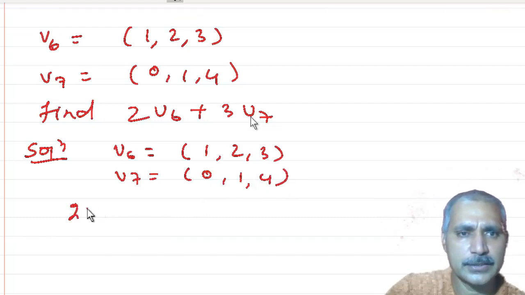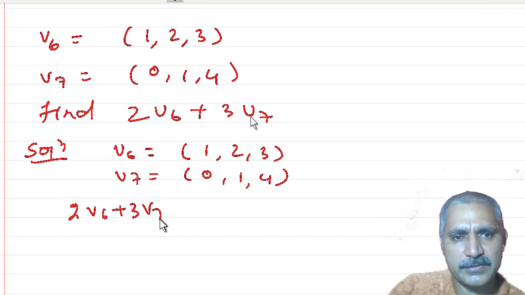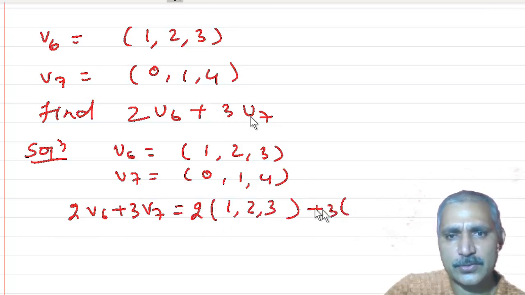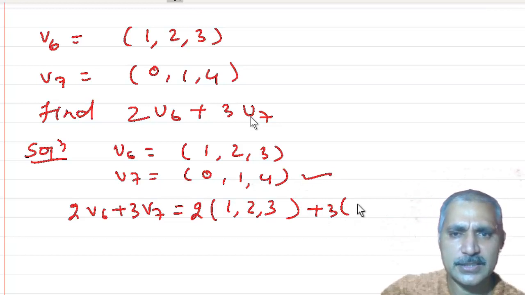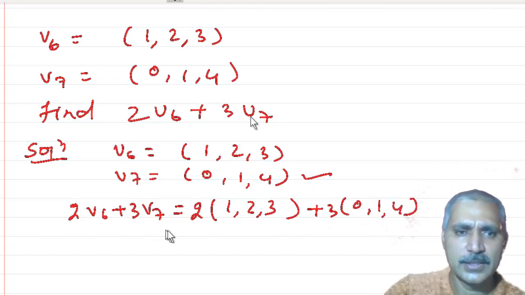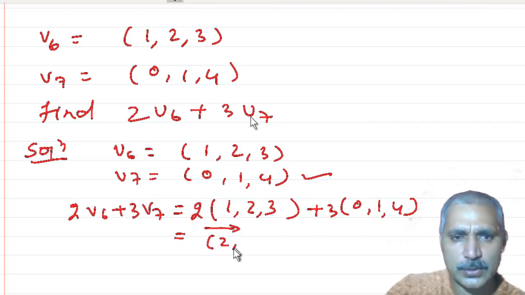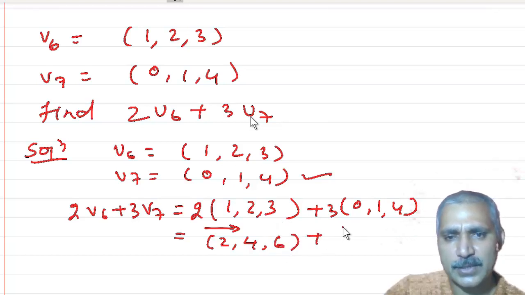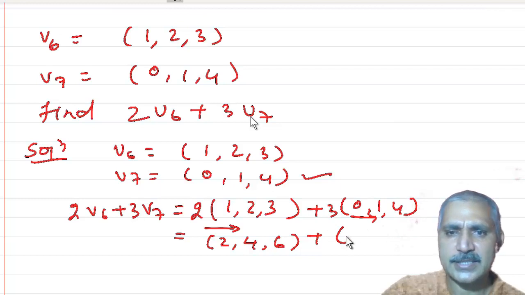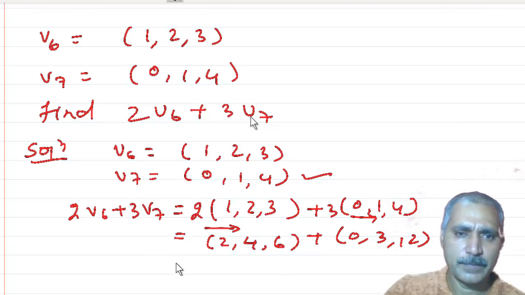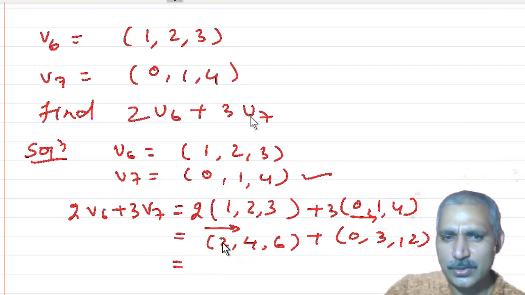Then we have to write 2v6 plus 3v7, that will be 2 into v6 elements, v6 elements are 1, 2 and 3, plus 3 into v7 elements, v7 elements are these, that is 0, 1 and 4. Now we will be multiplying 2 inside this one, so it is going to be 2 1s are 2, 2 2s are 4 and 2 into 3 will become 6. Plus now we will be multiplying 3 inside, so 3 into 0 is 0, 3 1s are 3 and 3 4s are 12.